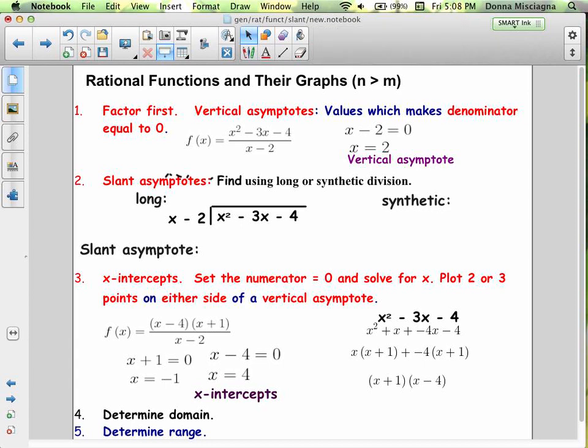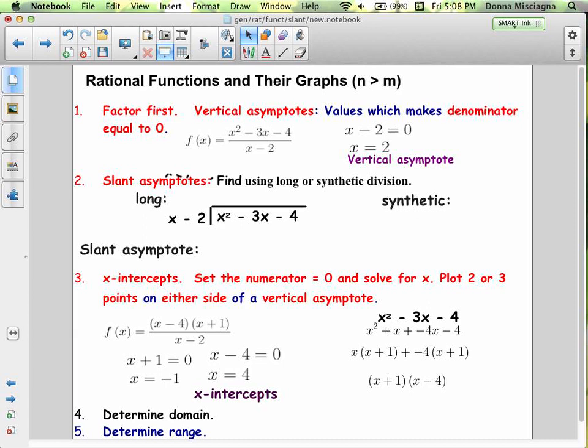You can see we have x minus 4 and x plus 1 in the numerator, x minus 2 in the denominator. None of those match. There's no holes. All right, so let's continue with our vertical asymptote, and then we'll go to our x-intercepts, and then we'll find our slant asymptote.